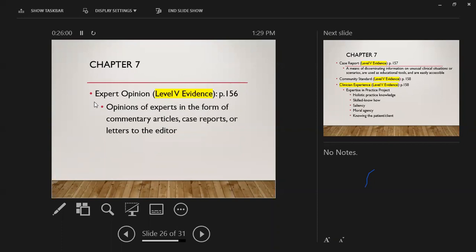Okay, Dr. Fauci, I like him. I think he can say whatever he wants to talk about, using his expertise in front of the President, Mr. President. But he's the head guy in infection control about COVID-19. But if I cite his opinion, still it is level 5, okay?